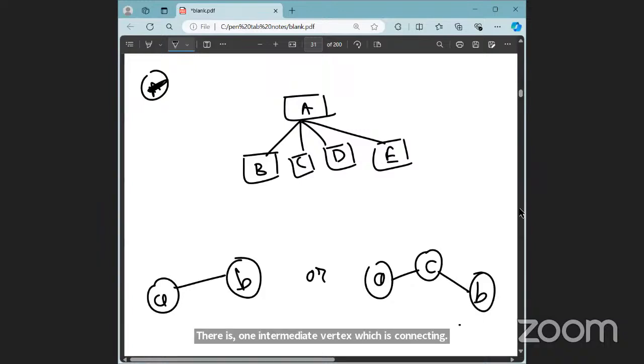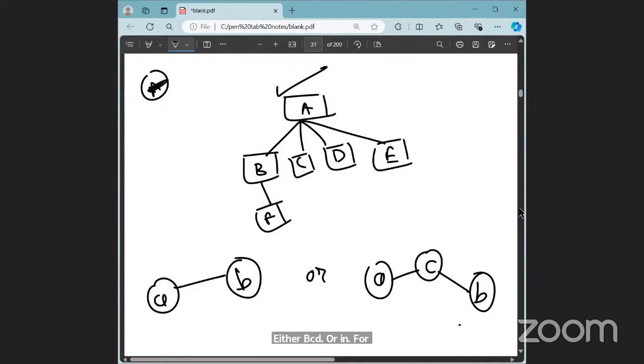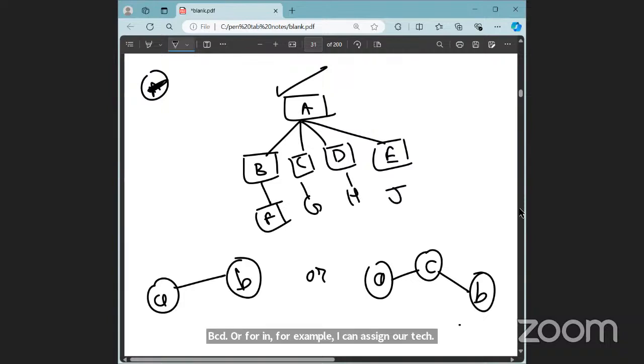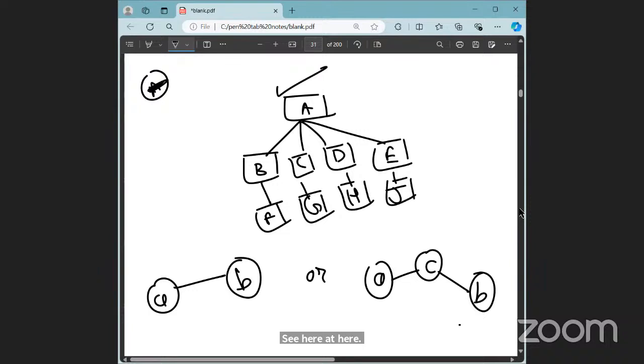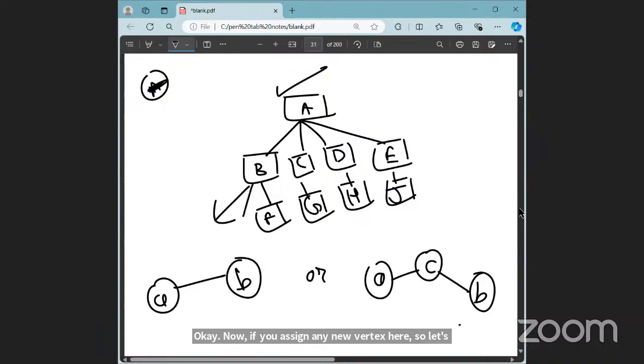Ultimately, any vertex is connected either to vertex A, or to one of the vertices B, C, D, or E. For example, I can assign a vertex F here, G here, H here. Now, if you assign any new vertex here, then vertex B actually has, every vertex will have 4 neighbors.